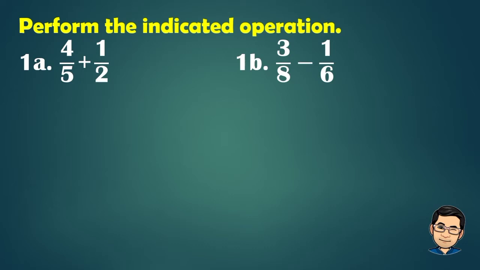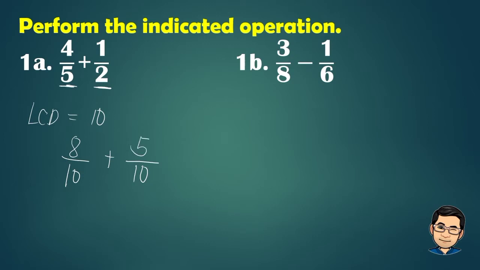So, let's start 1a. So, 4/5 plus 1/2. So, paano yun? So, una, kukunin natin yung LCD ng 5 and then 2. So, the LCD of 5 and 2 is 10. So, ang mangyayari, magiging ganito. 10 plus 10. Okay. And then, 10 divided by 5, that is 2. Times 4, that is 8. Next, 10 divided by 2, that is 5 times 1, 5.